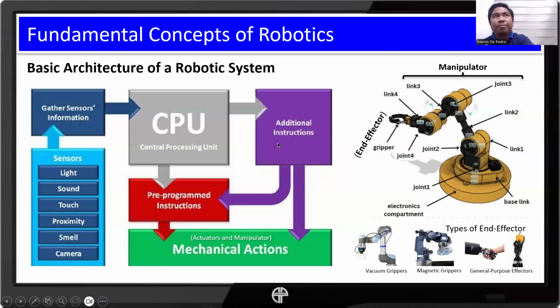But at the same time, the CPU also allows the user to provide additional instructions like sudden stopping. For example, if you want the robot to stop immediately because of some reasons, then that could be an additional instruction, right?